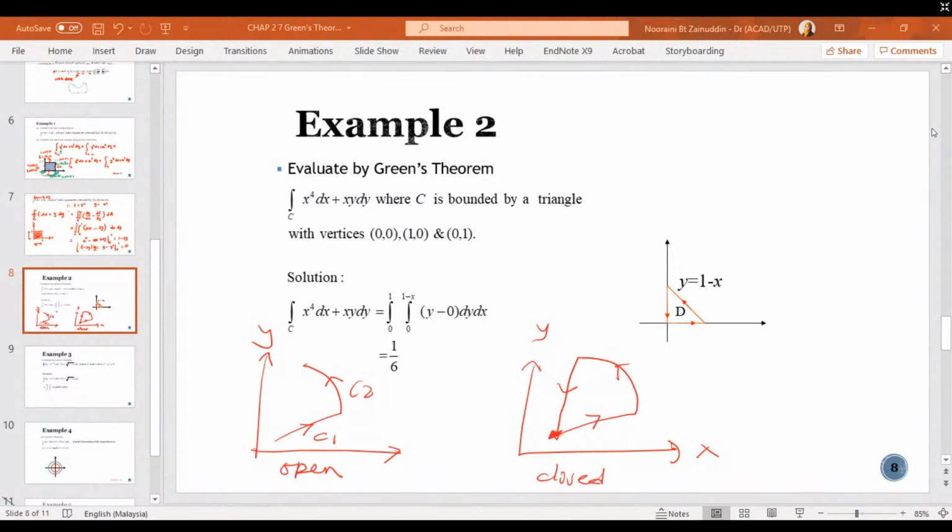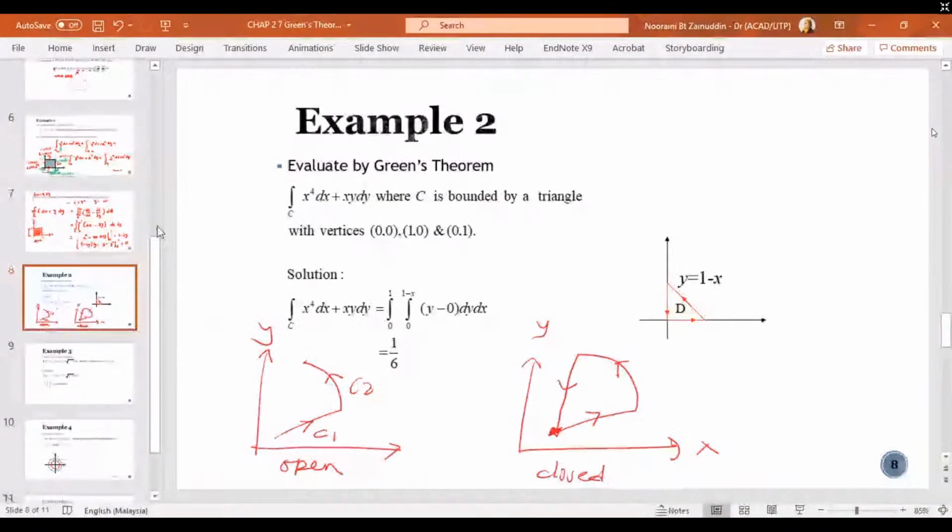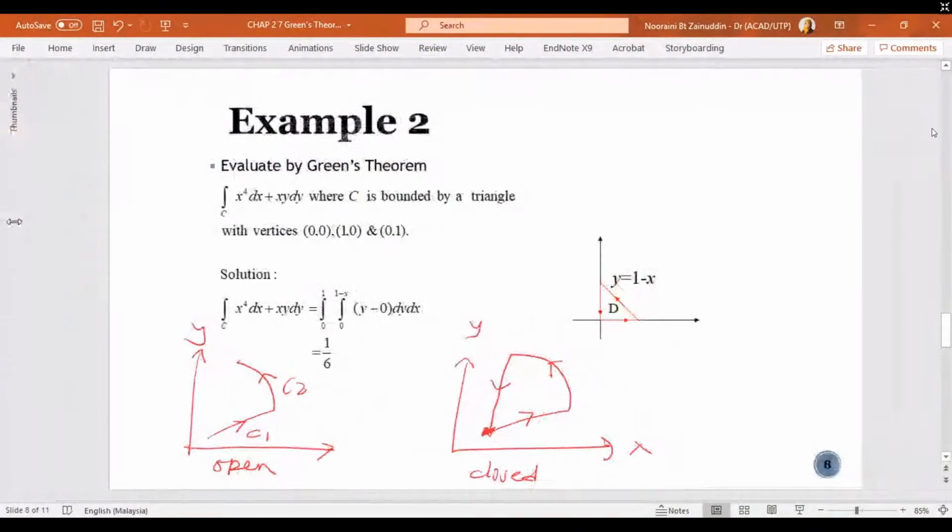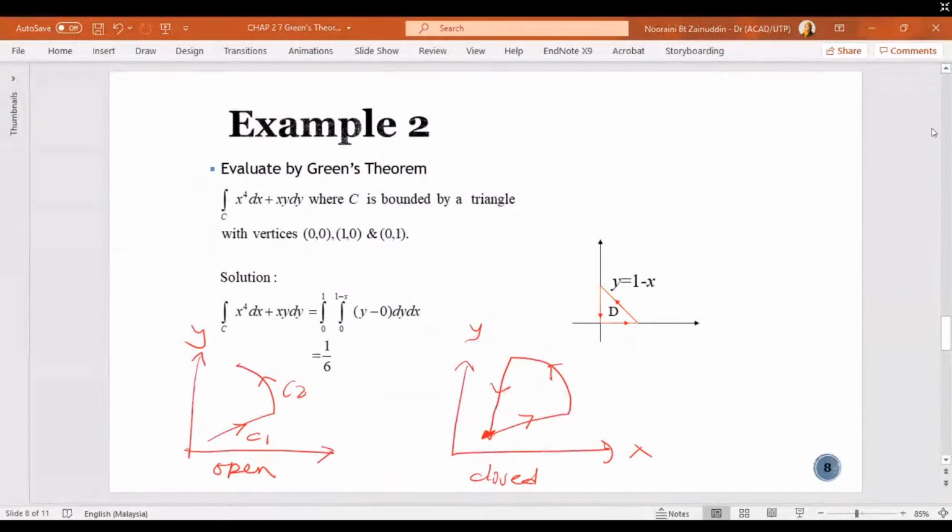Okay, for this question, maybe you can try generate your line there. Okay, and you should get the answer is 1/6. Okay, this question. Dapat kan?